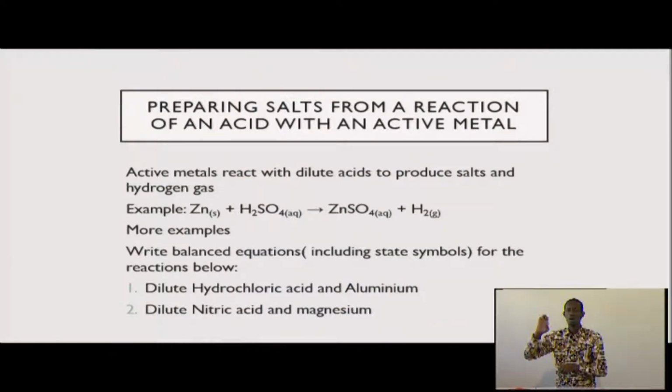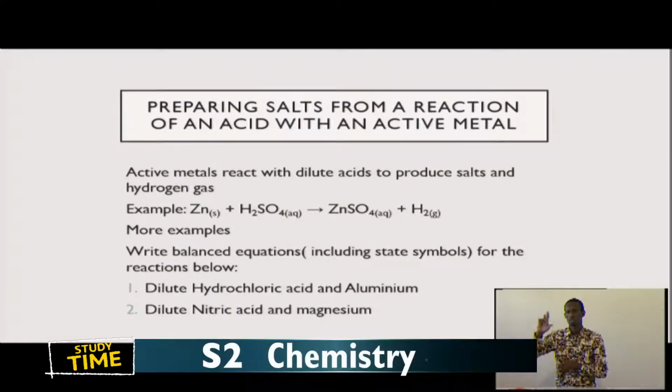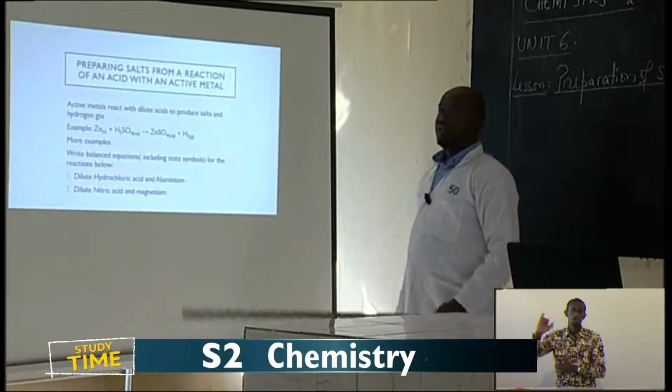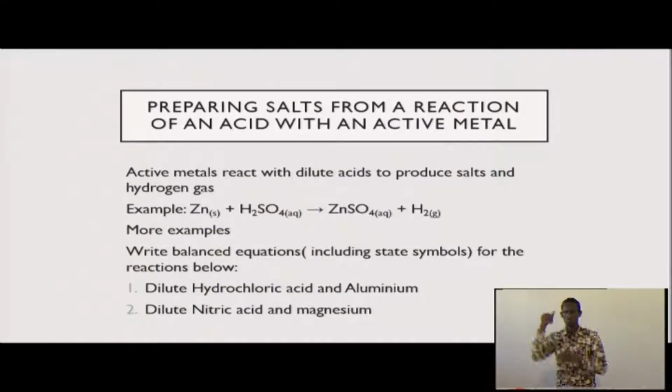So here we have an example. And before we look at the example, let us read. Active metals react with dilute acids to produce salts and hydrogen gas. We have the example here. You can see it. Zinc is one of the active metals. I think it is also one of the metals you have suggested that can be used. And this is sulfuric acid dissolved in water that can also be used.